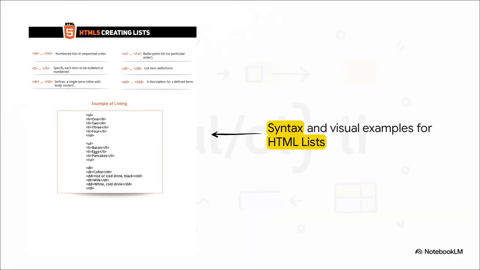And this brilliantly illustrates exactly how we solve that problem. Take a look at this HTML5 cheat sheet from our sources. It maps out the core syntax for creating lists. You can clearly see the OL tag for numbered sequential lists, the UL tag for bullet points where the order doesn't matter, and the LI tag which specifies each individual item within those lists. We even have description lists down at the bottom. This syntax is basically the universal language we use to tell the browser, hey, group this information together logically.